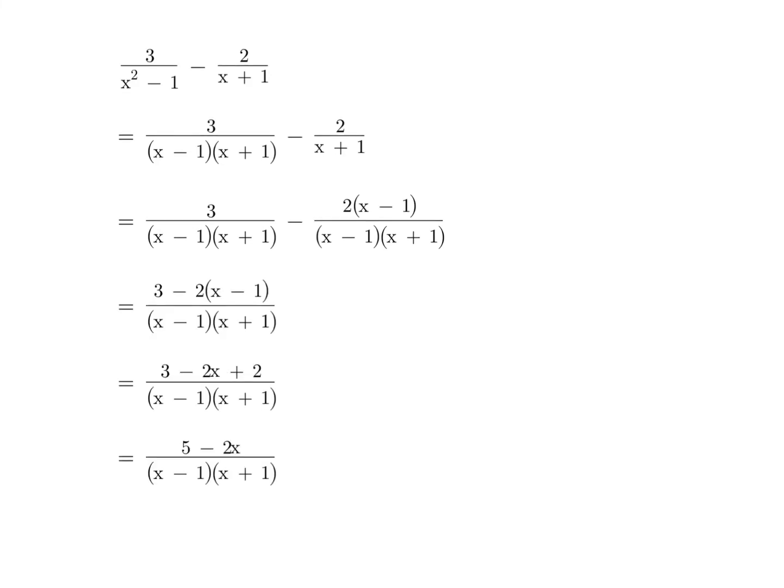Write it as one whole fraction. So you get 3 minus 2 outside of x minus 1. Expand that bracket and notice that the minus 2 times x is minus 2x, and a minus 2 times minus 1 is plus 2. And then we collect like terms and we get 5 minus 2x all over x minus 1, x plus 1. Once again, leave the denominator in factored form.